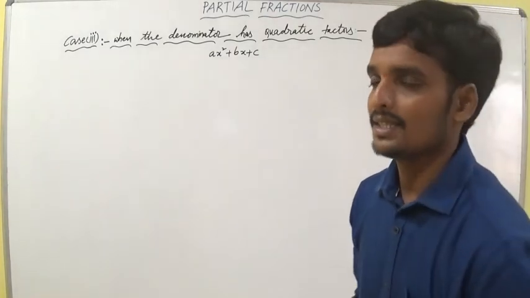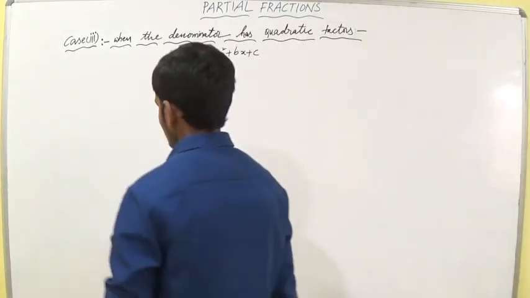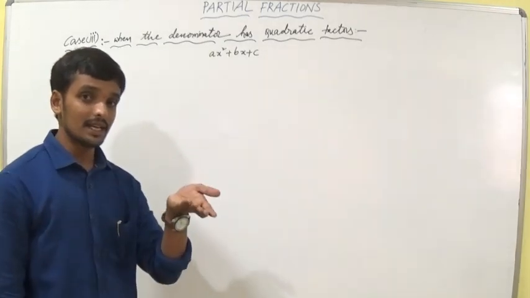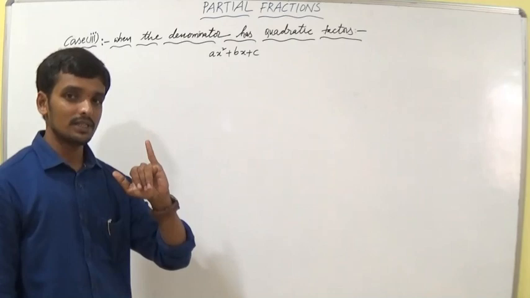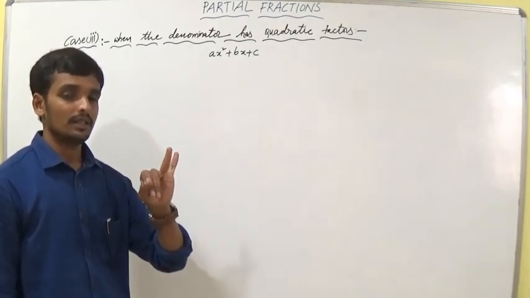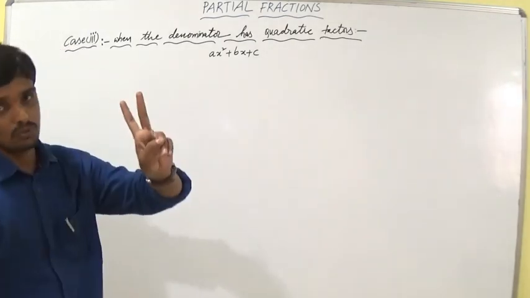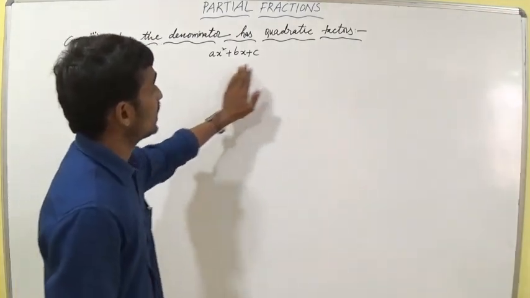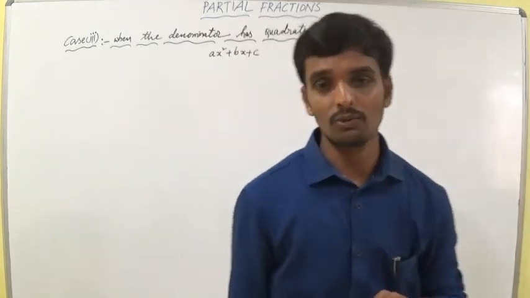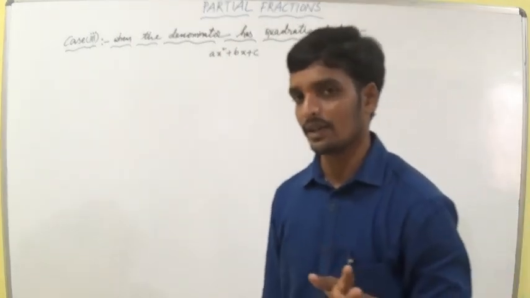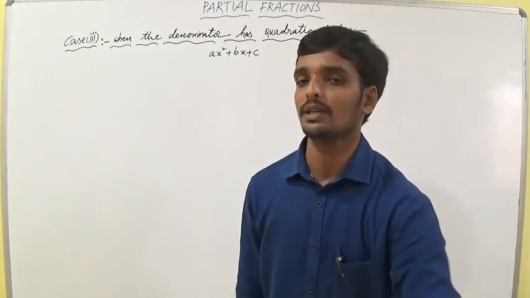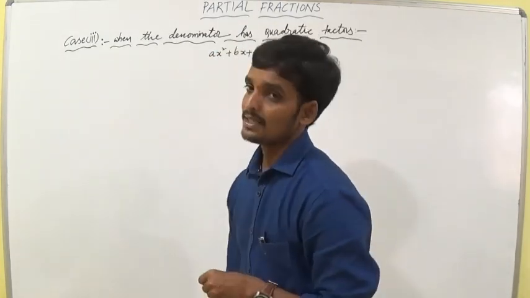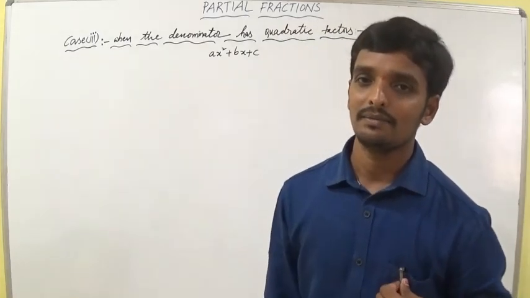So in this case, the third case again has two parts. For example, the second case also has two. What is that? The first one is repeated factors and the second is mixed. The same way, the third case also has two subtopics. The first one is non-repeated quadratic factors. The denominator has the quadratic factor, and the quadratic factors are non-repeated. How can we solve? The same way, the denominator has repeated quadratic factors.